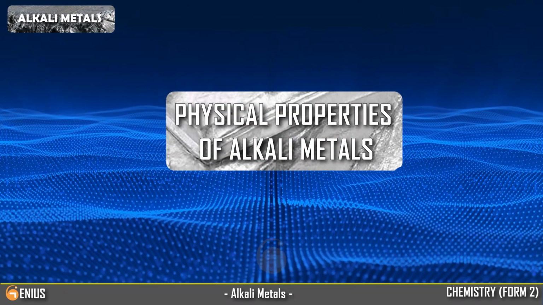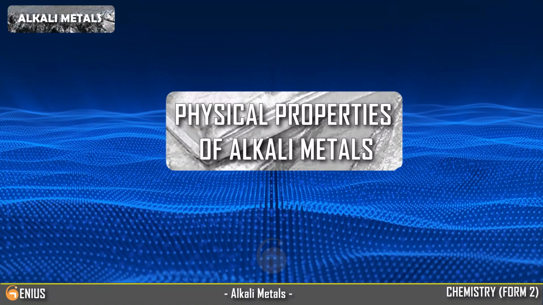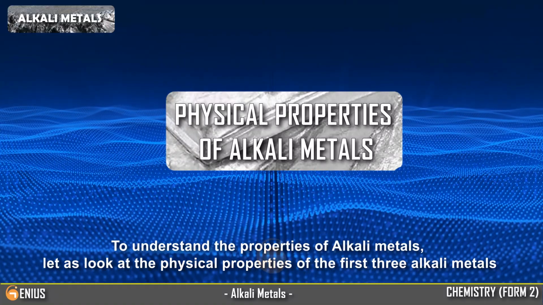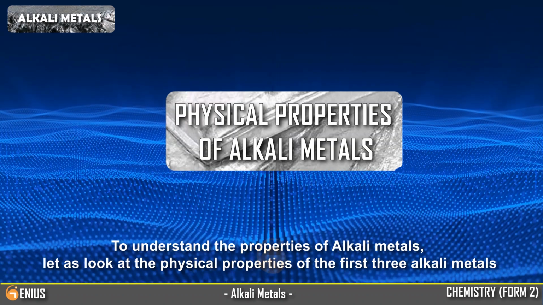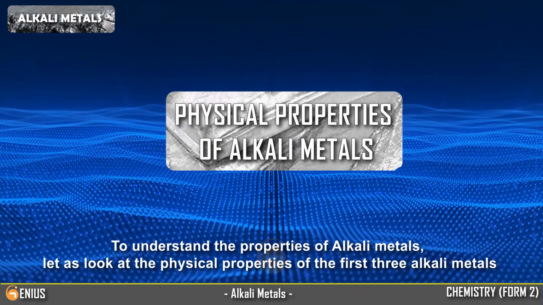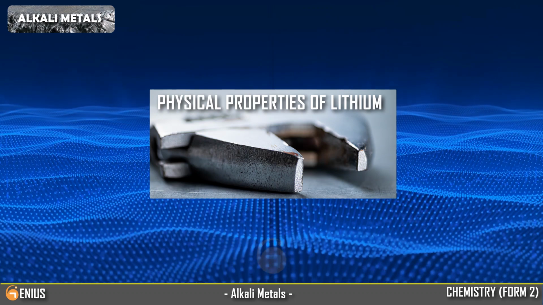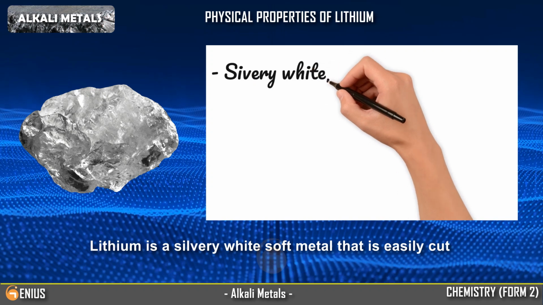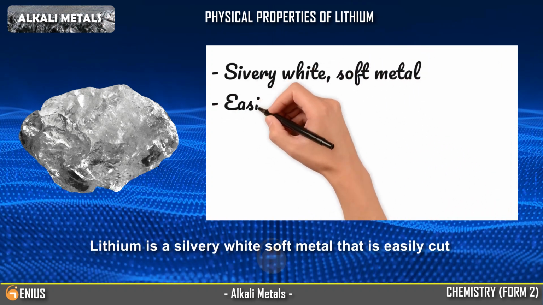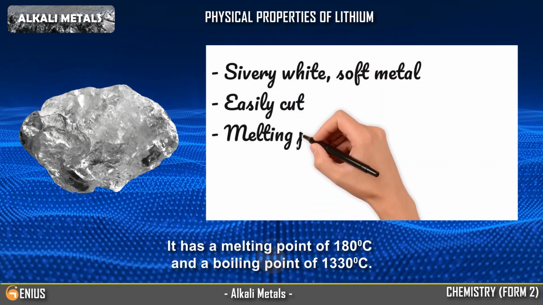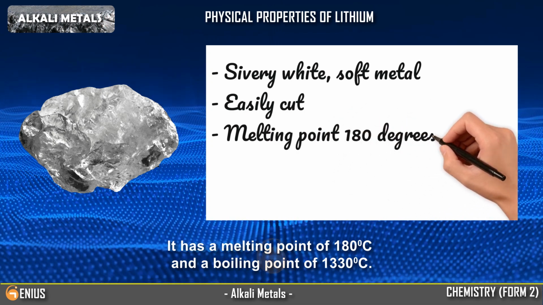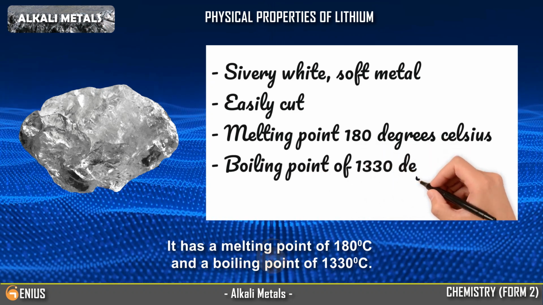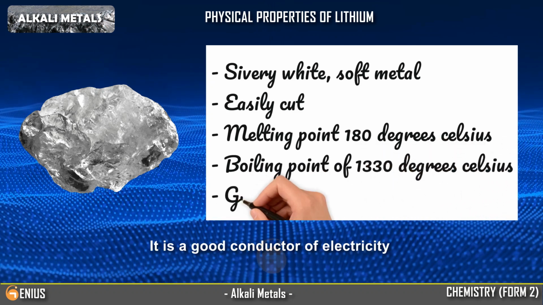Physical properties of alkali metals. To understand the properties of alkali metals, let us look at the physical properties of the first three alkali metals. Physical properties of lithium. Lithium is a silvery white soft metal that is easily cut. It has a melting point of 180 degrees Celsius and a boiling point of 1330 degrees Celsius. It is a good conductor of electricity.